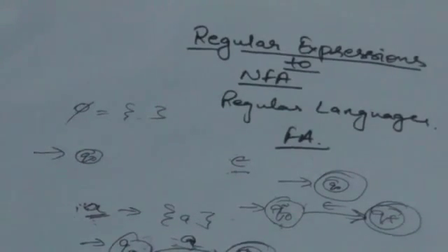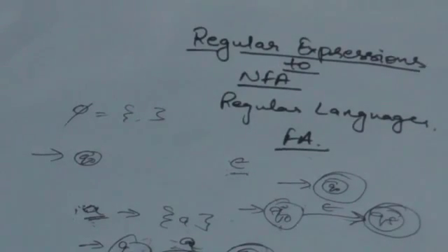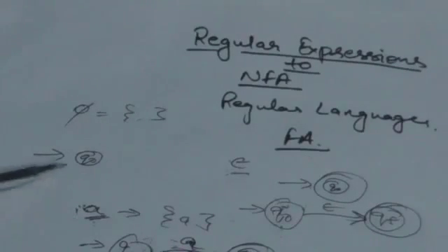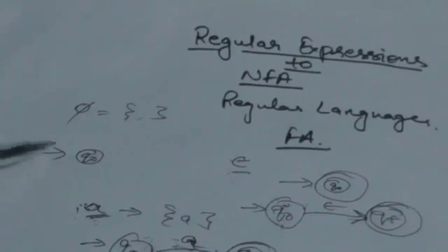So whatever you apply, it will remain in this state Q1, right? It will never jump to any final state. So it will not accept any string. So this finite automata, which is without final state, corresponds to this regular expression phi.